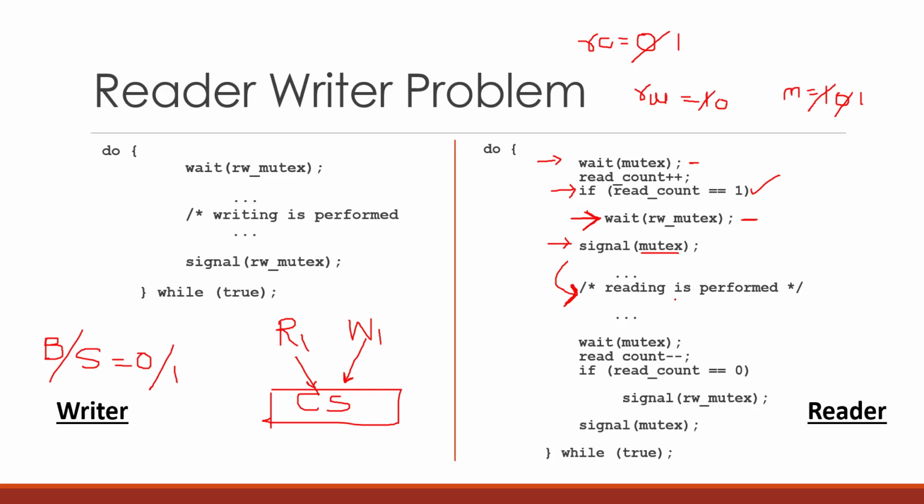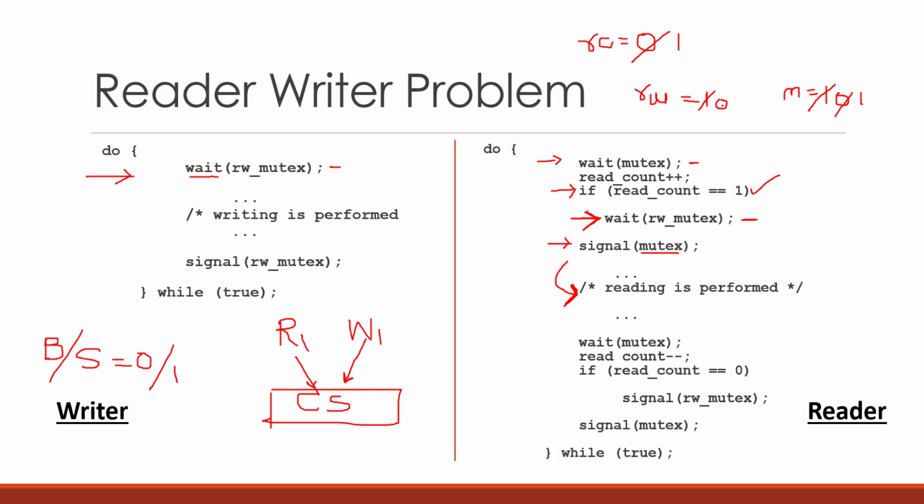While it's doing that, at the same time, let's assume the writer has entered, right? So the writer has entered and it wants to go to the critical section. So this is the writer code, and this is the reader code. In the writer code, again, it will do wait rw_mutex, which means that it has to decrement. Wait means decrement, right? So it has to decrement rw_mutex, or rw.